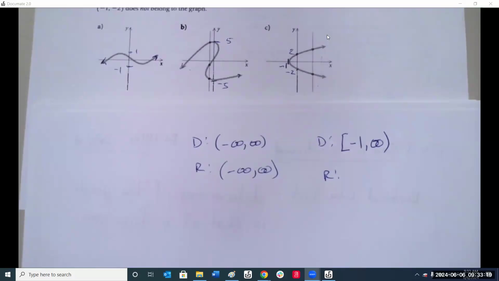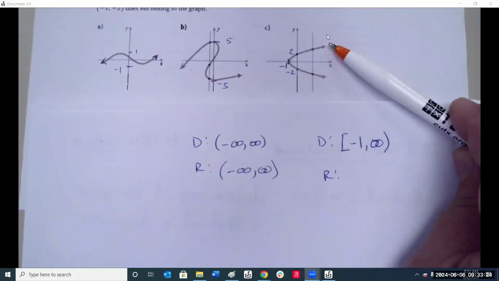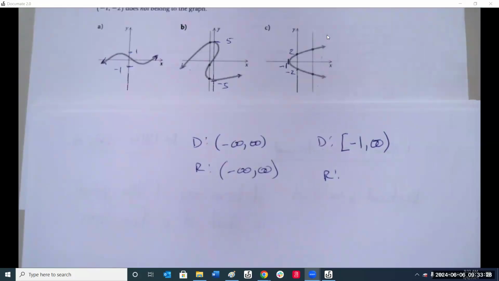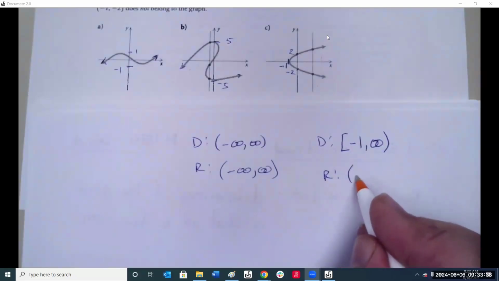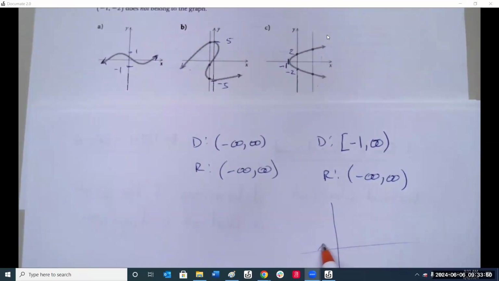The range is the y values, right? These arrows mean the graph goes where? It continues. Where is the graph ending on top? Where does it end on the bottom? It doesn't. So this one goes from negative infinity to positive infinity. Because if you look at it, this graph will keep on going forever and forever.